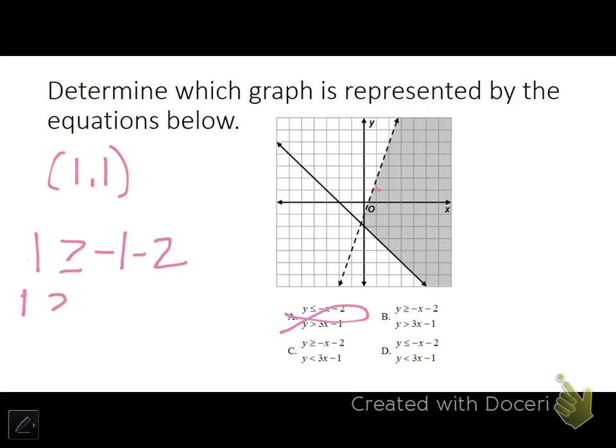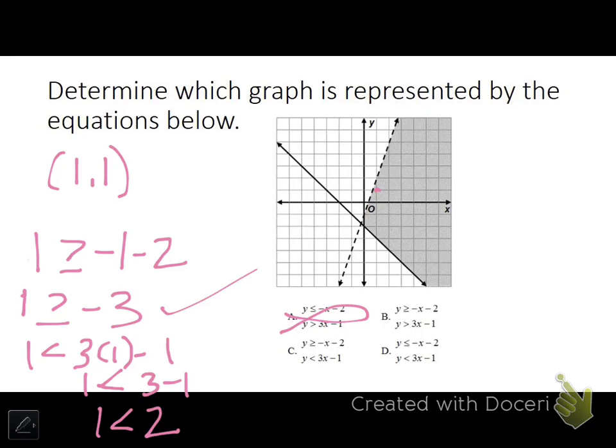Okay, so negative 1 minus 2 again is negative 3. 1 is greater than negative 2, so that one's good. So now we got to try the other one because it has to be true for both of them. 3 times 1 is 3. 3 minus 1 is 2. Okay, so 2 is greater than 1, so our answer should be C.